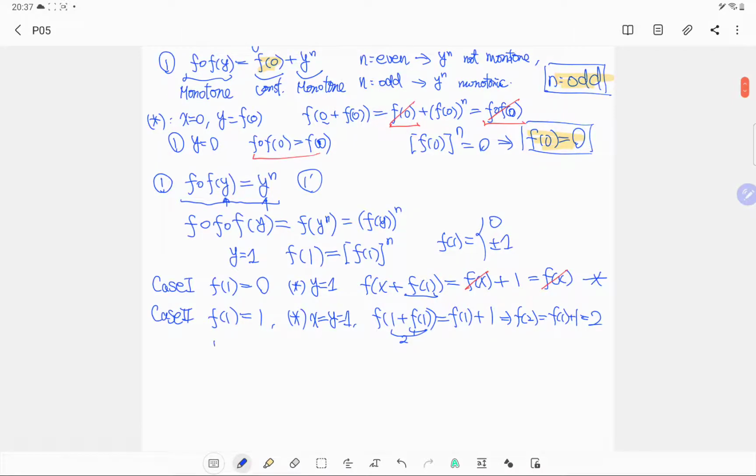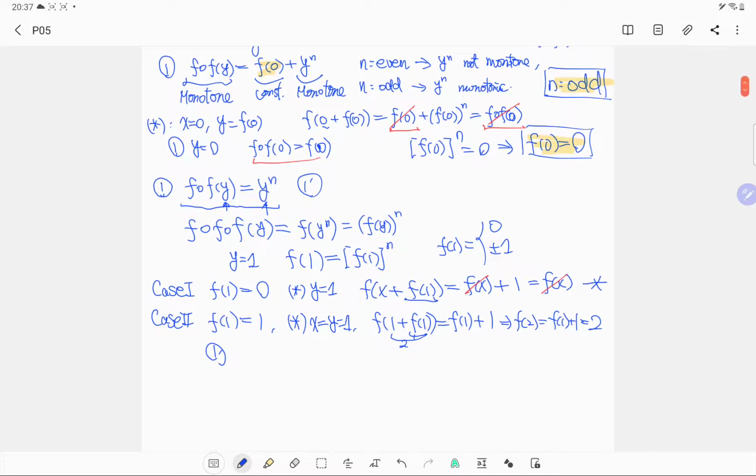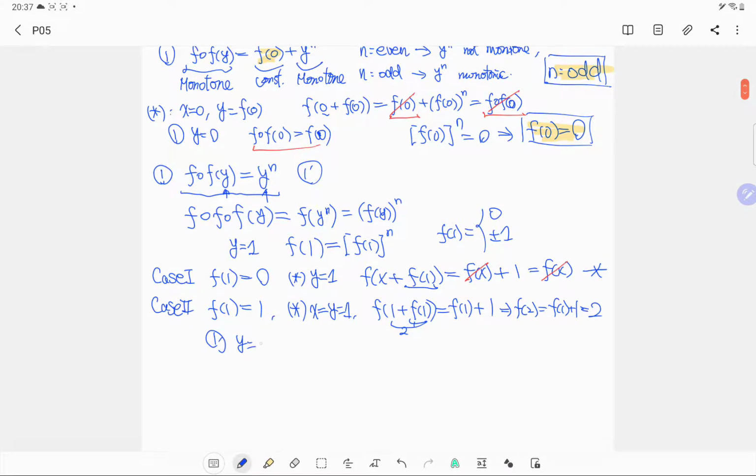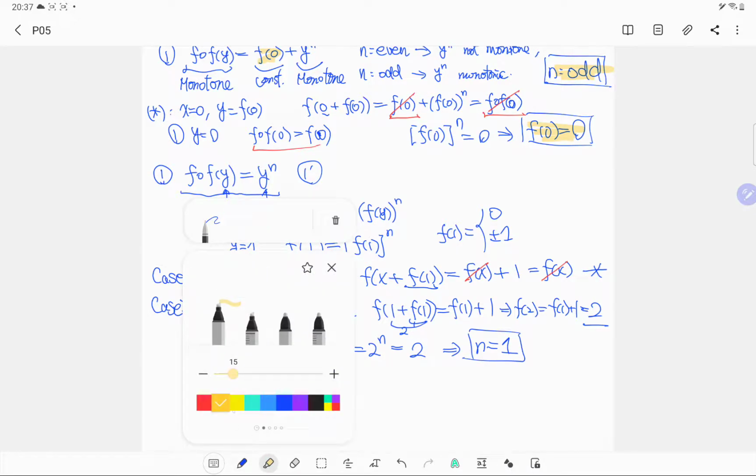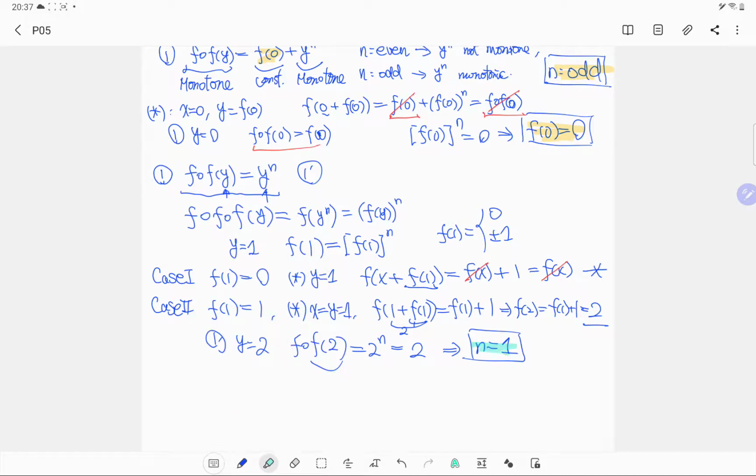And in 1 prime, we can plug in y equals 2. So we have f of y, f of 2, equals 2 to the nth power. The left side is f of 2, which is 2. So 2 equals 2 to the nth power. In this case, n can only be 1.